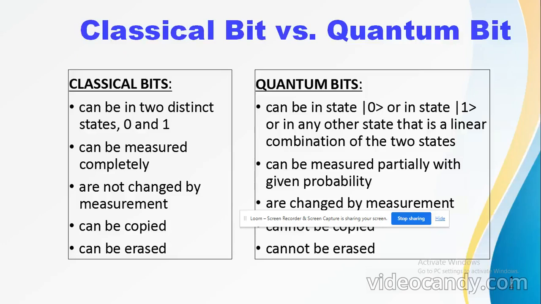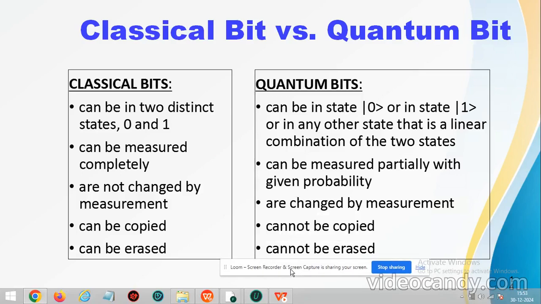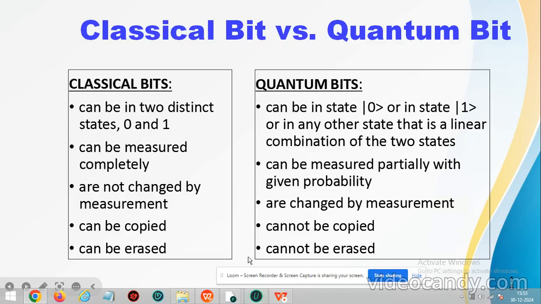Now coming to the difference between classical bits and quantum bits. Classical bits can be in two distinct states, 0 and 1, whereas quantum bits can be in the state ket 0 and ket 1, or they can also exist in a linear combination of the two states. The classical bits can be measured completely, whereas the quantum bits can be measured only partially, with a given probability. The classical bits cannot be changed by the measurement, whereas the quantum bits are changed by the measurement. The classical bits can be copied and erased, whereas the quantum bits cannot be copied and erased.